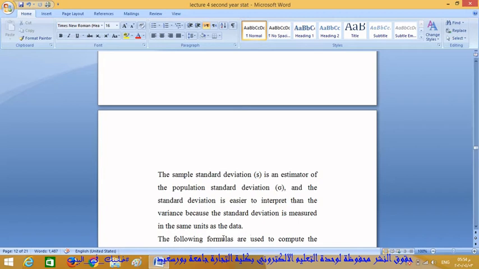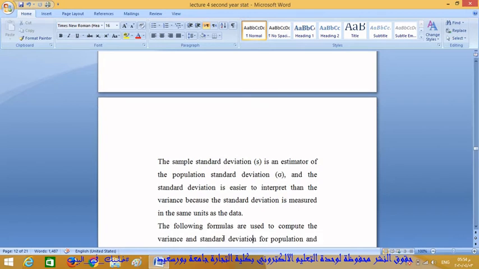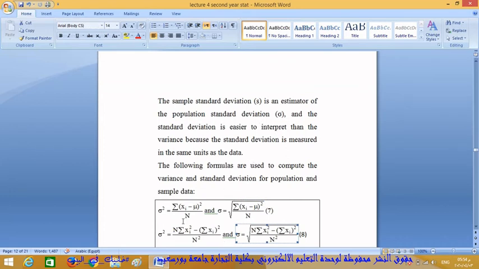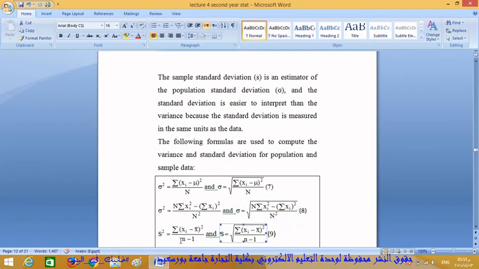The following formulas are used to compute the variance and the standard deviation for population and sample data. This is the first formula, as we said before. Here, sigma square is the average of the squared deviations between each value and its average. And sigma, the standard deviation, equals the square root of the variance.